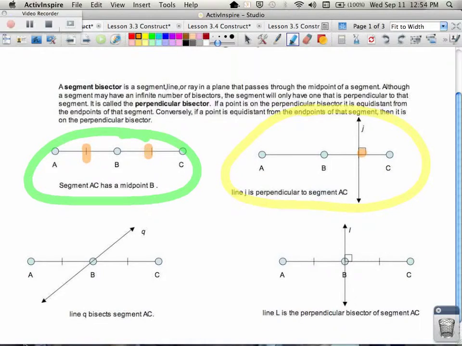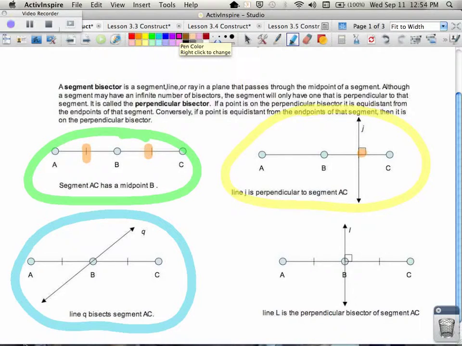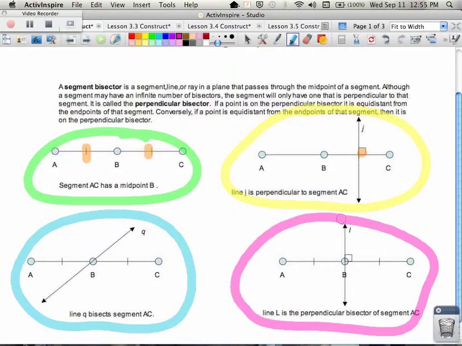Down below, we see a line on the left-hand side that is a bisector of segment AC, but notice it is not perpendicular. But lastly, on the far right-hand side, at the bottom, we see a line that is not only a bisector to segment AC, but it's also perpendicular to it. So I see the markings of equality, and I see the right angle, meaning it's a perpendicular bisector. This is kind of explaining the paragraph up above.